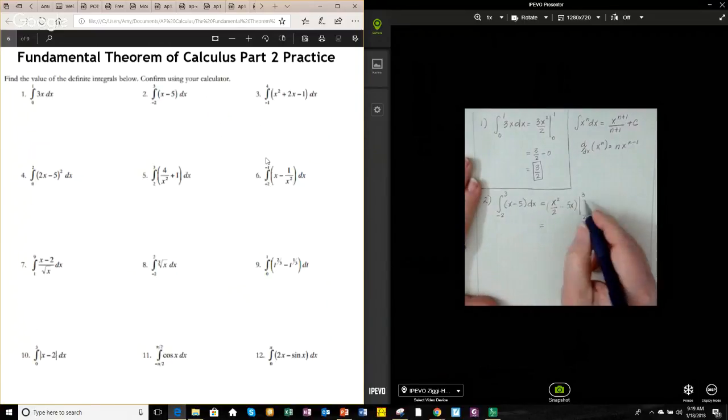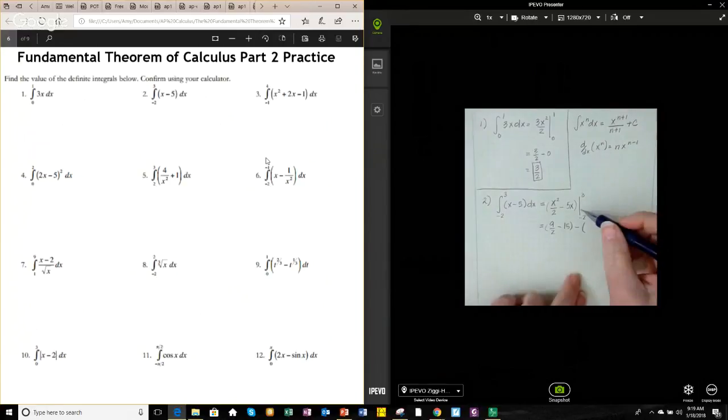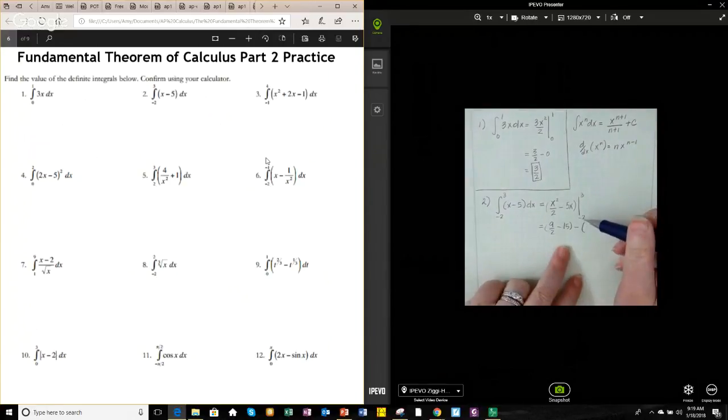And so let's do that. We plug the 3 in here. We get 9 over 2 minus 3 times 5 is 15. And then we're going to subtract the antiderivative evaluated at negative 2. So that's going to be 4 over 2, which is 2, plus 10 because the negatives cancel.